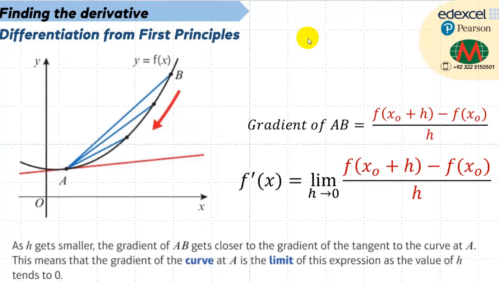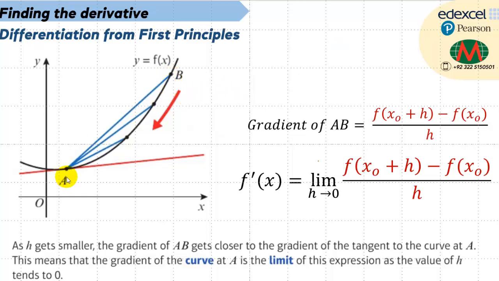Now recall the concept which we learned at the start of the lesson, that when B comes closer and closer to A, the gradient of this chord AB will become the gradient of the tangent line. For this concept of getting closer and closer, we use the word limit. In English we say that B is coming closer and closer to A. In maths we write this, look here.